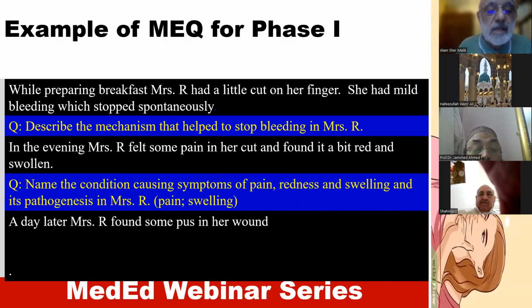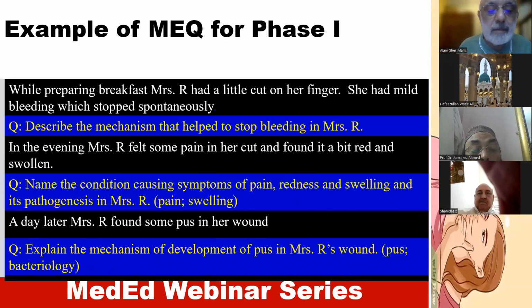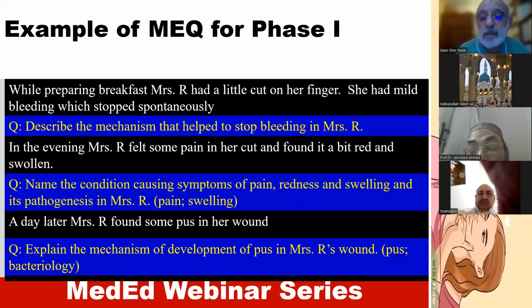A day later, Mrs. R found some pus in her wound, and then the question: explain the mechanism of development of pus in Mrs. R's wound. Again, we can ask questions in relation to pus and bacteriology. So this is an example of a modified essay question for phase 1, and you can see the involvement of multiple disciplines from physiology to pathology to microbiology and bacteriology.